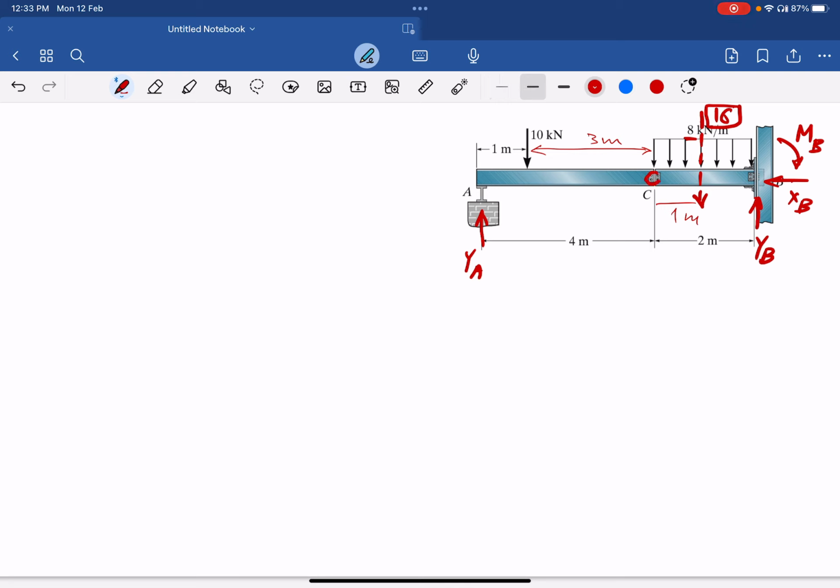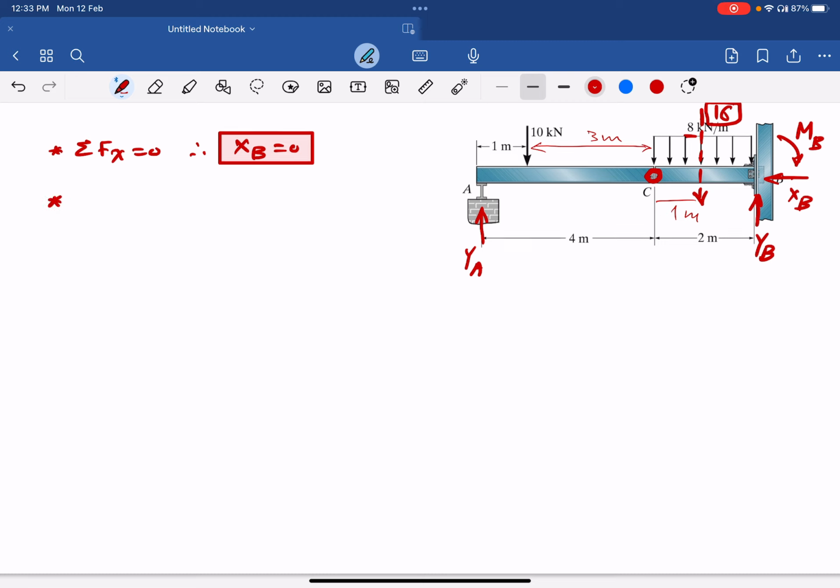There is an intermediate hinge at C, so no moment here. Let's start by getting the X at B. There are no X forces, so for the whole beam, summation of Fx equals 0, and because there are no forces in the X direction, X at B equals 0, and this will be our first reaction.